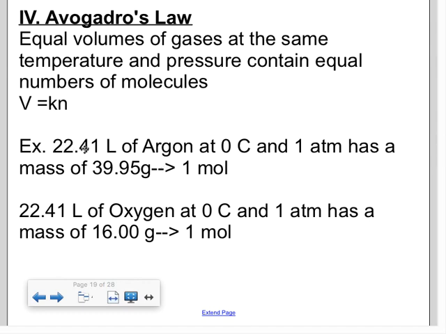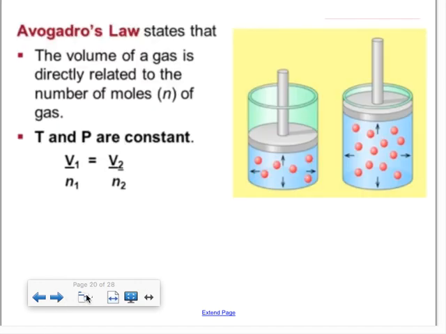So if I have 22.41 liters of argon at 0 degrees Celsius and 1 atm, which is standard temperature and pressure, the mass of that gas is going to be the molar mass of argon, found on the periodic table, 39.95 grams, which is 1 mole. So I have 1 mole of argon at this temperature and pressure if I have this volume. Same thing with oxygen gas, 22.41 liters of oxygen at standard temperature and pressure. The mass of it is 16 grams or 15.99, depending on how you look at it, which is going to be 1 mole of oxygen gas.